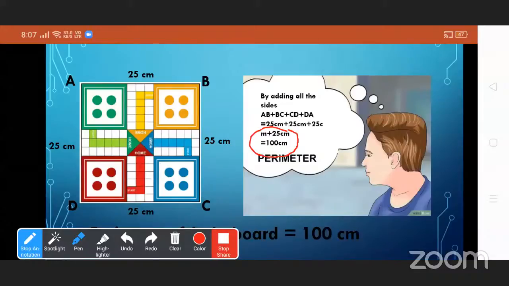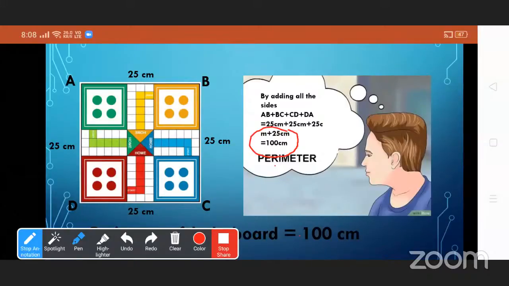Friends, so this is the length of the boundary of this board. The total length of this board is known as the perimeter. Now see here. So this is known as perimeter. The total length of any object around the boundary is known as perimeter.